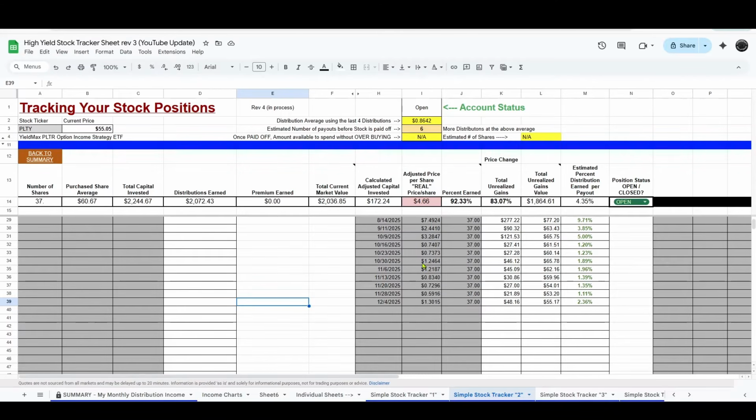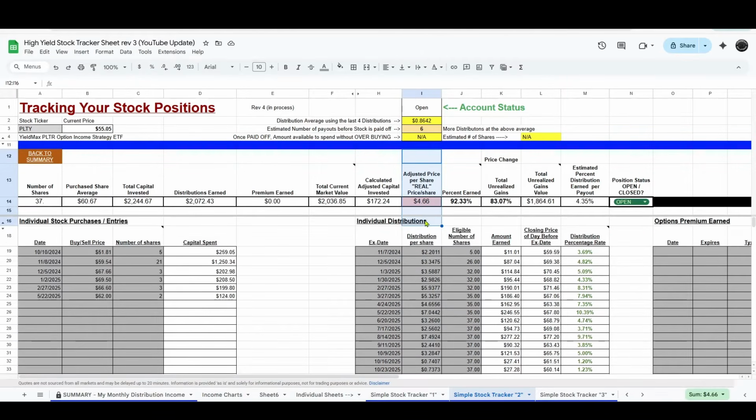And if you're using my method to where I only buy when the market price is under my real price per share, then I'm hoping that you're also able to reduce your real price per share and eventually get your position paid off in these high yield ETFs. Super excited, and I'm happy for you if you are working in that direction as well.